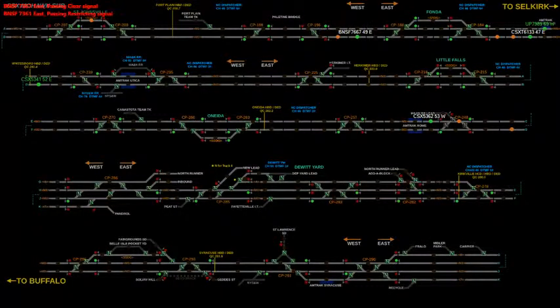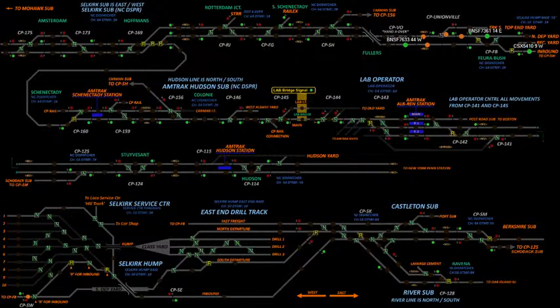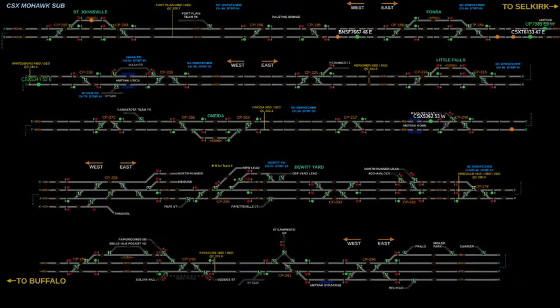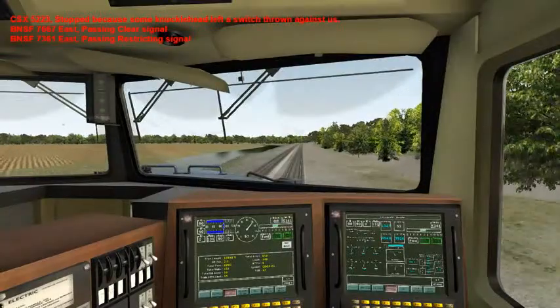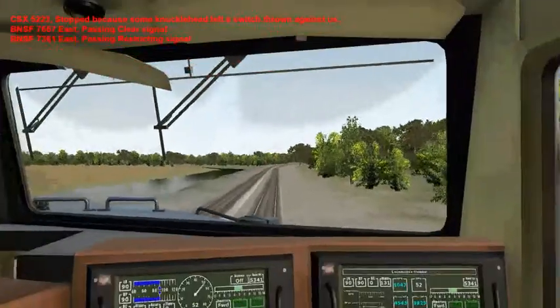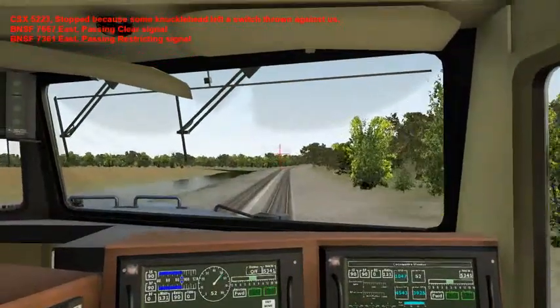NC dispatcher, CSX Q091-02, approaching milepost 179.7, auto, track 1, west. By the way, you don't need to say all the... I don't know, never mind.